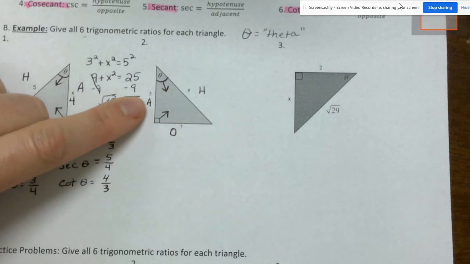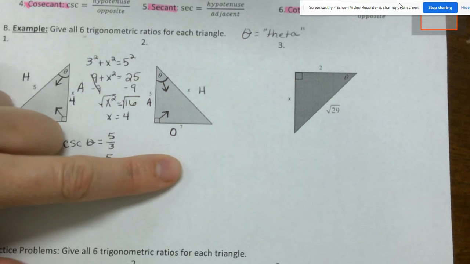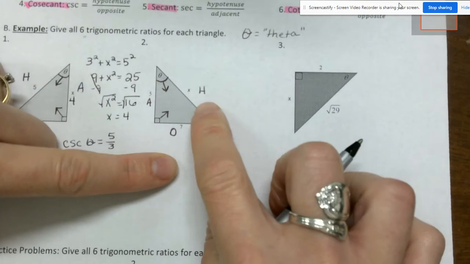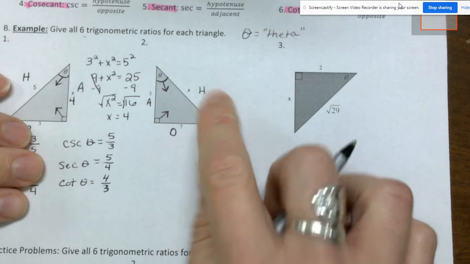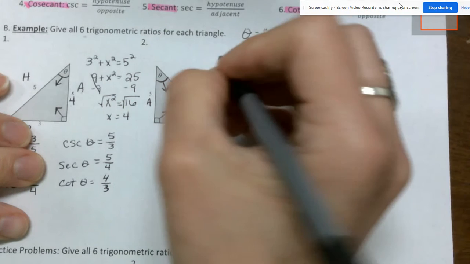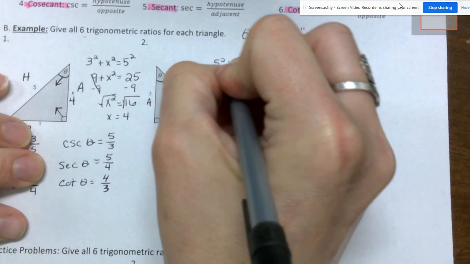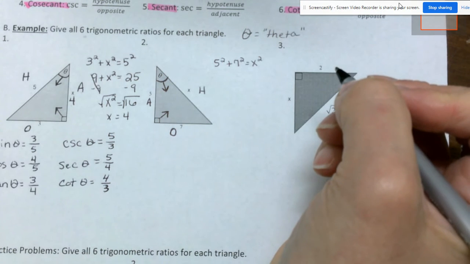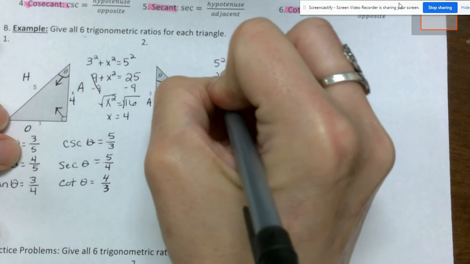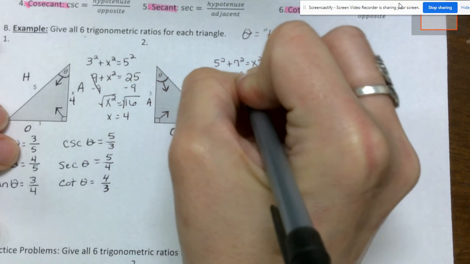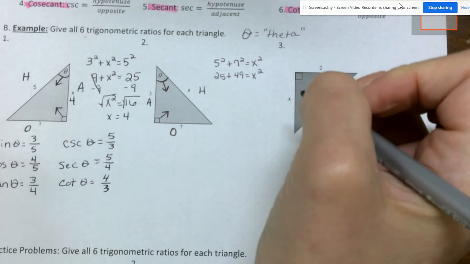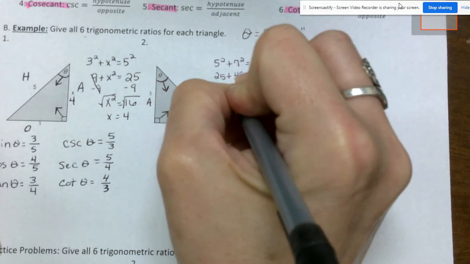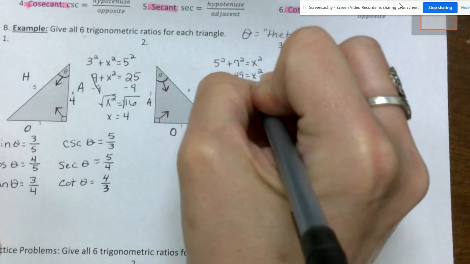So I know my adjacent side is 5 and my opposite side is 7. But I need to find that hypotenuse. That means we're going to have to use the Pythagorean theorem. So 5 squared plus 7 squared equals x squared. All right, 5 squared is 25. 7 squared is 49. Equals x squared. 25 and 49 is 74, which equals x squared.